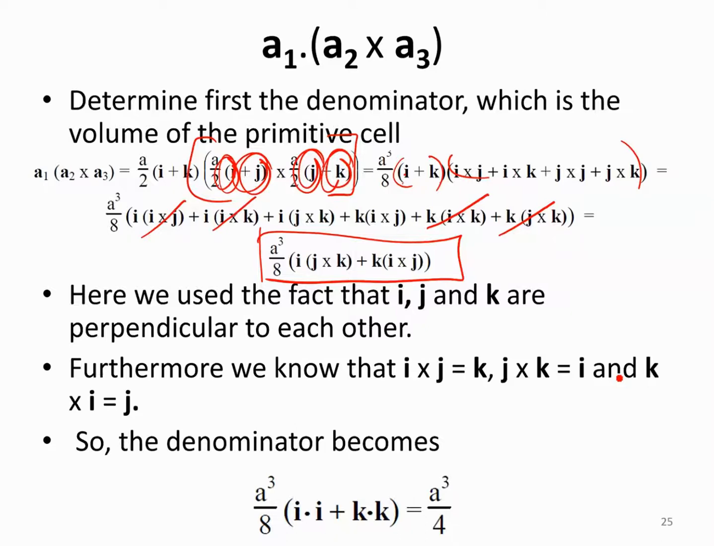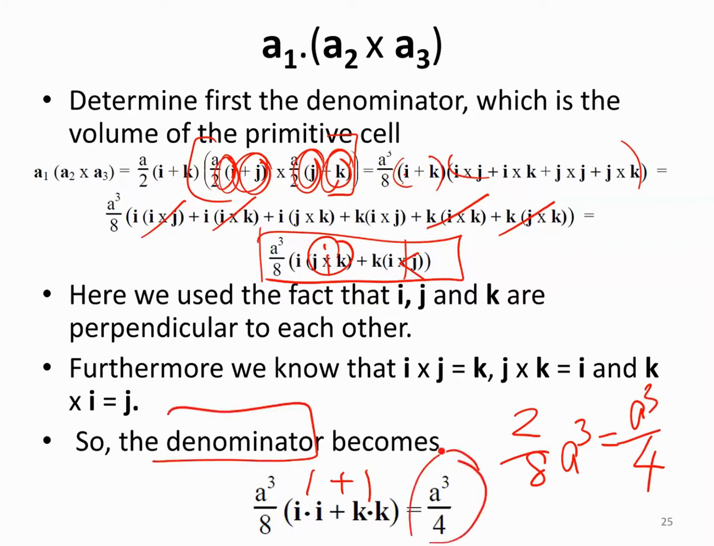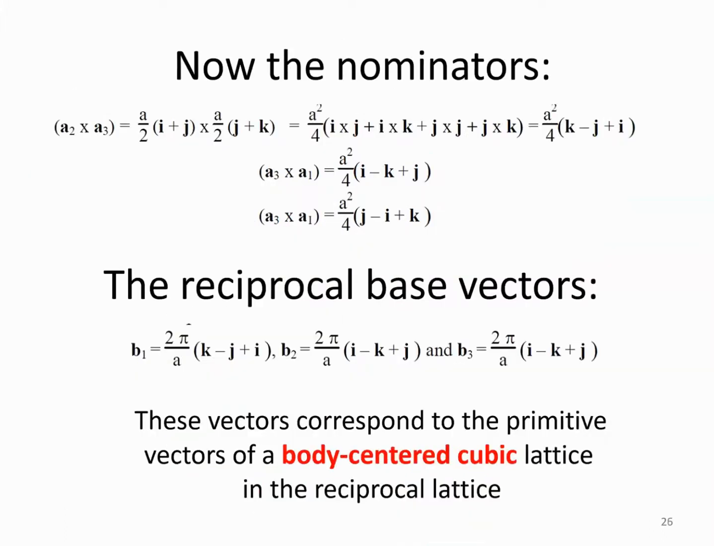Dot product with I, you get J, okay? So the denominator becomes J cross product with K, you get I. I cross product with J, you get K. So I dot I plus K dot K, then you get 1 plus 1, so you get 2 over 8, A power of 3, equal to A power of 3 over 4. So the denominator equals A power of 3 over 4. Easy, right? Then now you have to find the numerator.